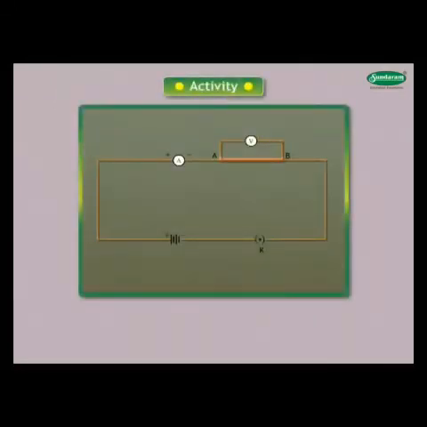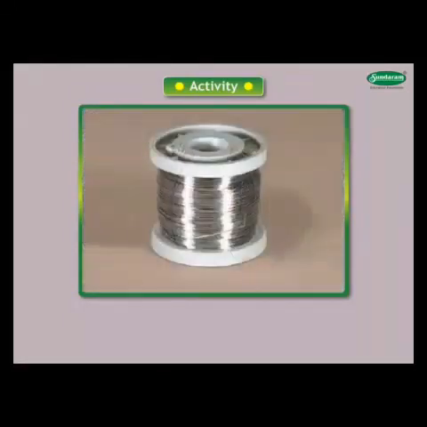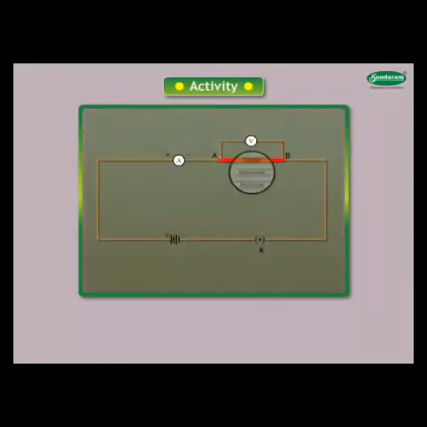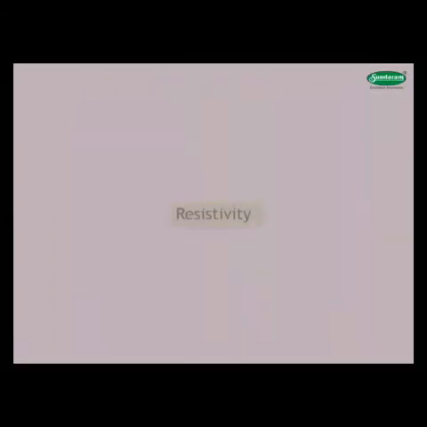Students, you try this activity and note the observations. Make the arrangement as shown. Take the wires of equal lengths and thickness made of different materials like copper, aluminium and nichrome. Join the wires one by one in gap AB. Plug the key and then calculate the resistance of each wire using Ohm's law by measuring the potential and current.